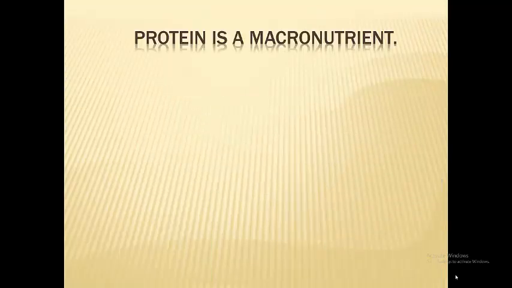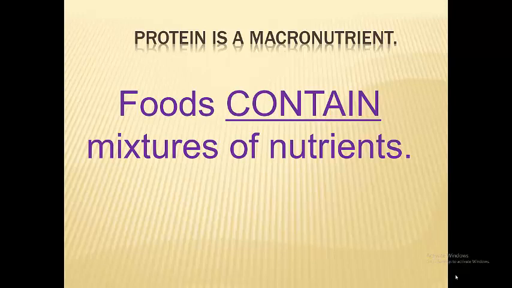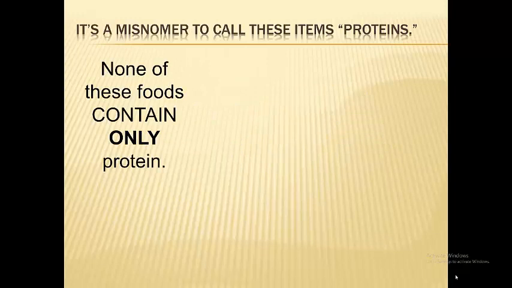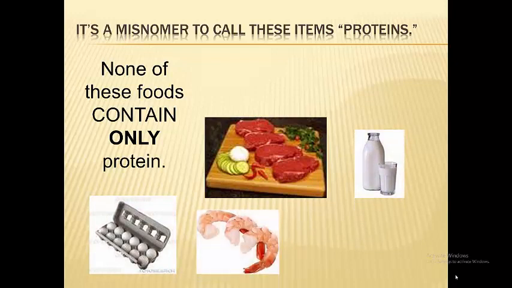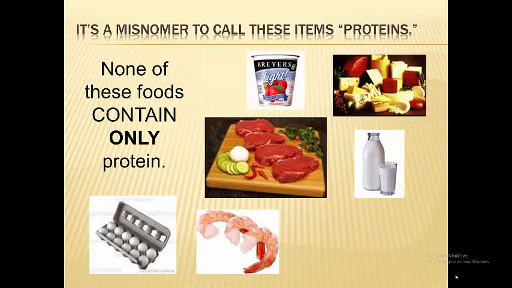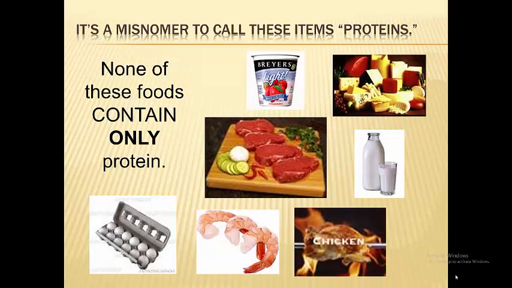So let's summarize. Protein is a macronutrient. Foods contain mixtures of nutrients. So much like there is no food called carbohydrate, there is no food called protein. Foods contain carbohydrate, foods contain protein. So hopefully moving forward, you'll be able to help people understand that when they're referring to the foods that you see here, they are referring to packages of mixed nutrients, including water, vitamins, minerals, fats, protein, and even carbohydrate.